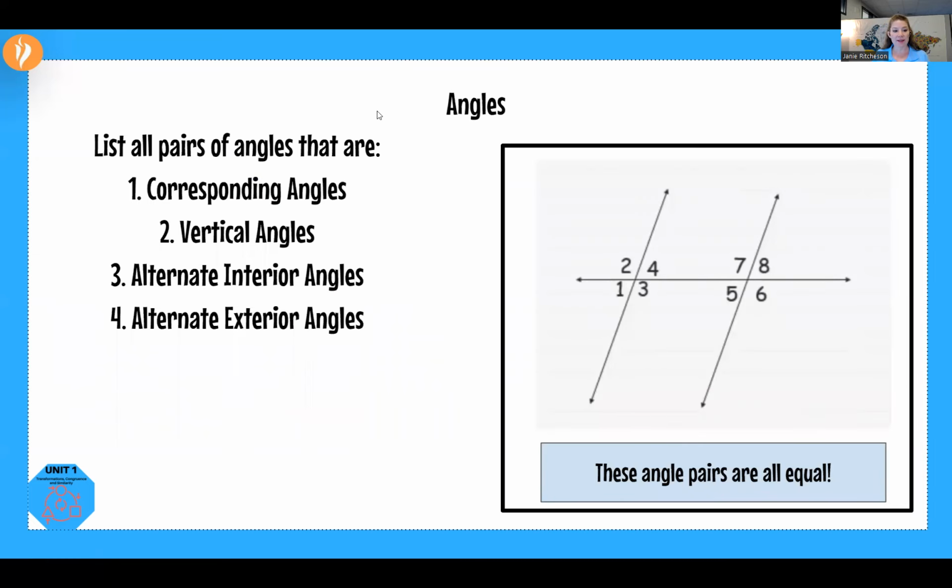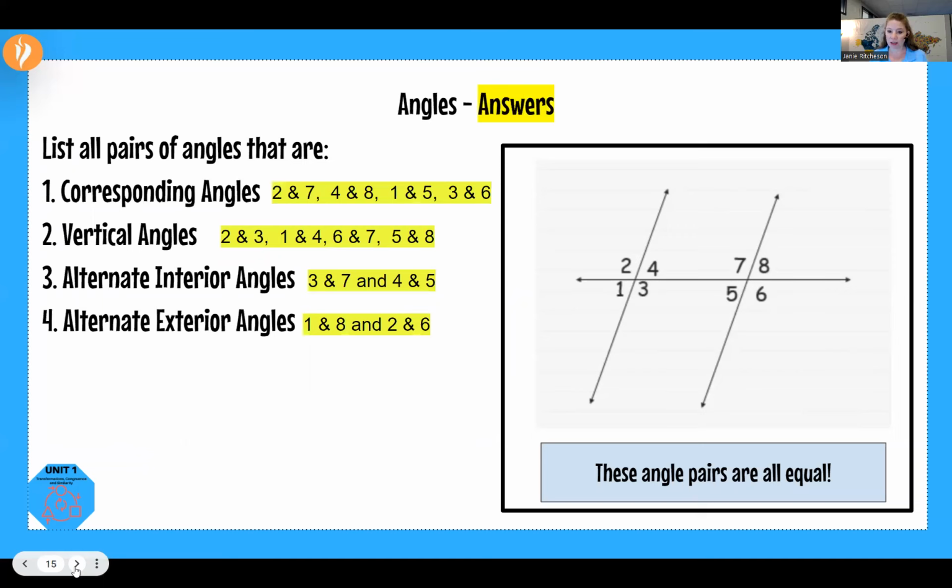So could you guys do all of these things? Can you list pairs of angles that are corresponding, vertical, alternate interior, alternate exterior angles? So take a couple of minutes, pause the video, see if you can name all of these different types of angles. All right, the answers are on the next slide. There they all are. Hopefully I didn't make a typo when I was typing those. If you see a typo, please let me know. I hope you guys got most of those right.